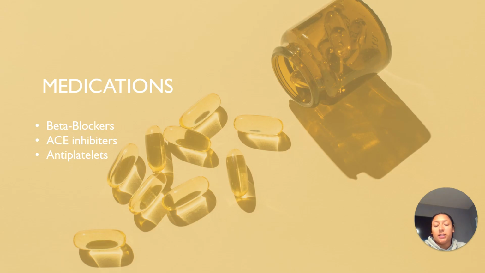Some medications that these patients are on are beta blockers, ACE inhibitors, and antiplatelets. Something to keep in mind with those beta blockers is that it's going to blunt the heart rate and the blood pressure. So during exercise, we need to keep in mind that we need to use the Borg scale or the RPE scale to kind of measure how much the patient is exerting themselves during the exercise. That'll give us a greater understanding on if the exercise is too hard or too little.